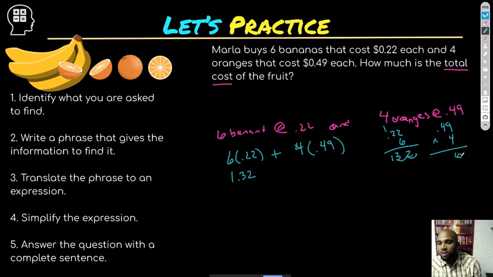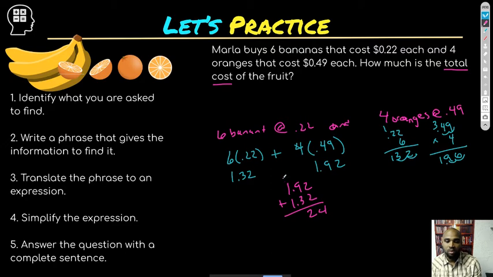And we got the oranges here, 0.49 times 4. 9 times 4 is 36. 4 times 4 is 16 plus 3 is 19. And 2 decimal places because we got 2 right here, and that's 1.96. And lastly, we add those 2 together. 1.96 plus 1.32 is 3.28. Answering the question, how much is the total? The total is $3.28. Voila.